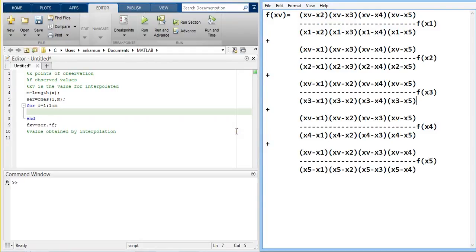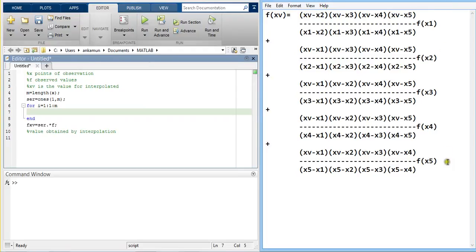Interpolation is a method for constructing new data points within the ranges of a discrete set of data points that we have obtained through surveys and experiments. Here, we implement Lagrange's formula of interpolation, and the formula is here on the right side of the screen. I have 5 points of observation: x1, x2, x3, x4 and x5, and 5 observed values which I represent as f of x1, f of x2, f of x3, f of x4 and f of x5.